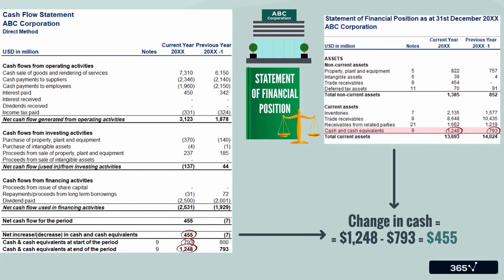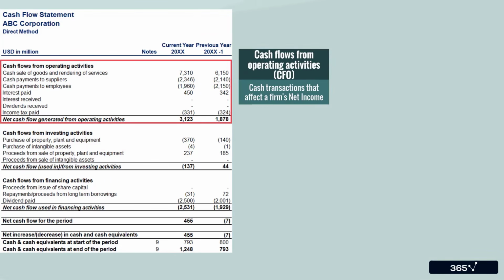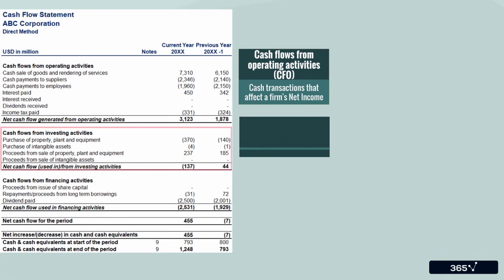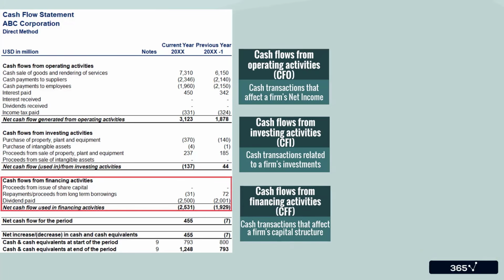Excellent job, everyone. To wrap up, we have three types of cash flows. Cash flow from operating activities, consisting of cash transactions affecting a firm's net income. Cash flow from investment activities, resulting from investments in fixed assets and other long-term investments. And cash flow from financing activities, made of transactions that influence an entity's capital structure, both debt and equity.